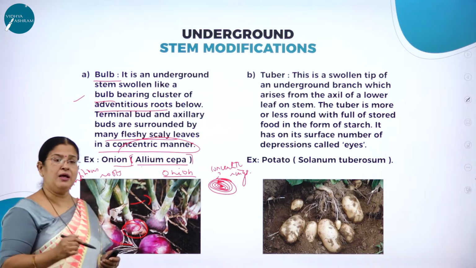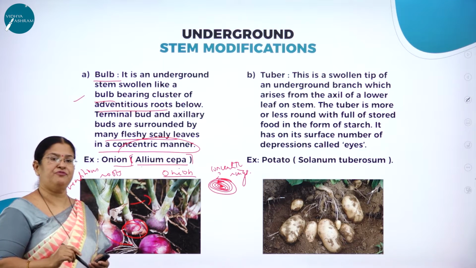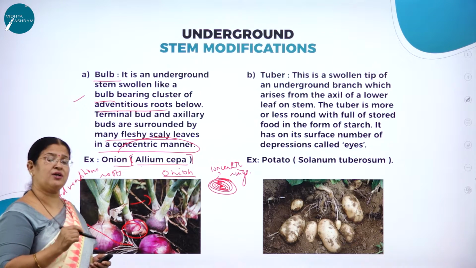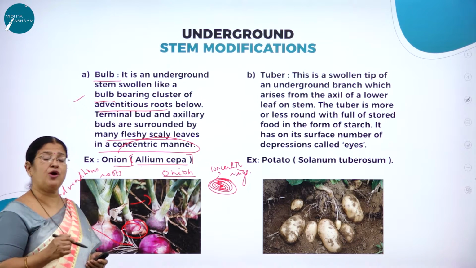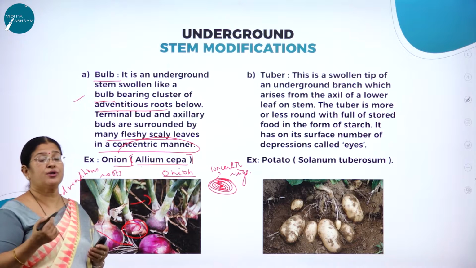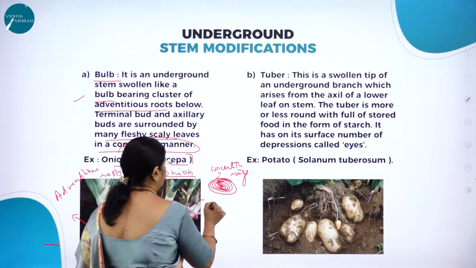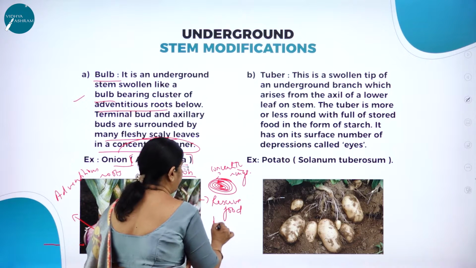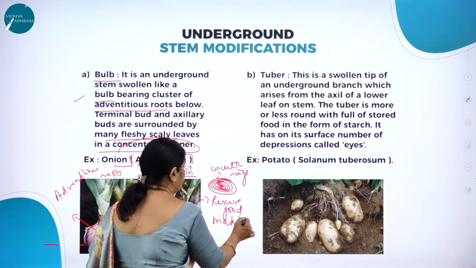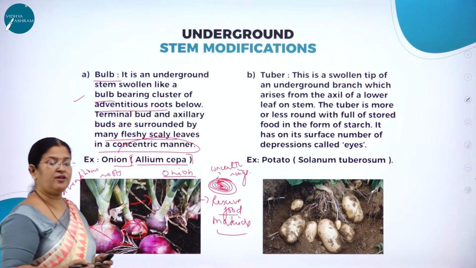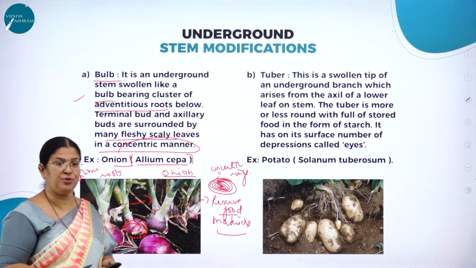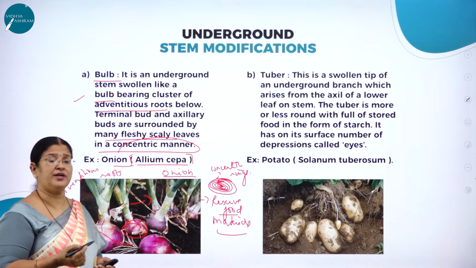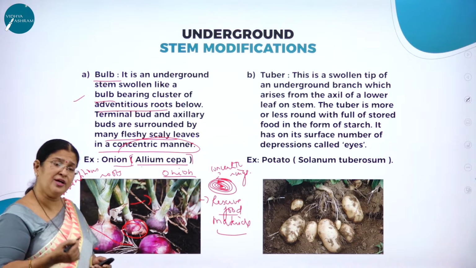So what is bulb? Bulb is a classical example for underground stem modification, and it has undergone stem modification for what? Why do we eat onion? It has reserve food material. All of us know that onion also has what? Medicinal value. So it has a lot of medicinal value also, and it has stored reserve food material.